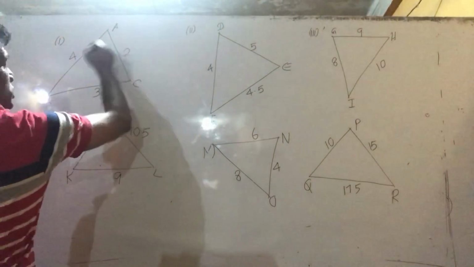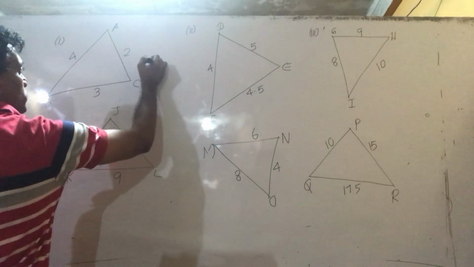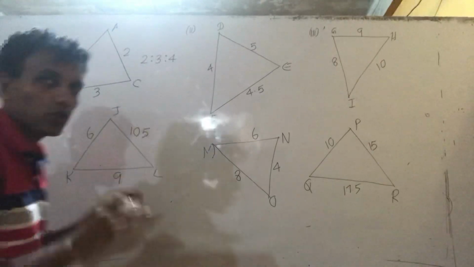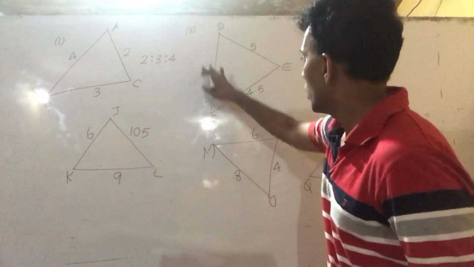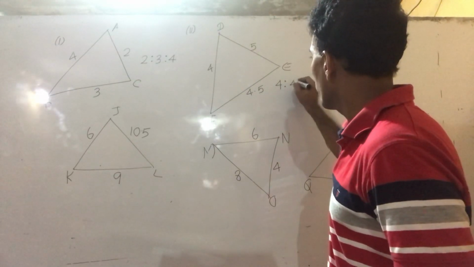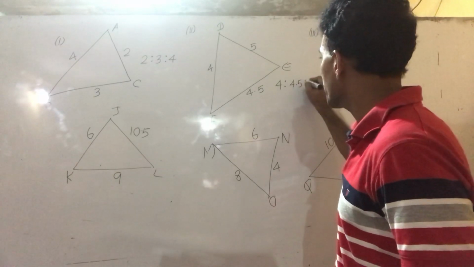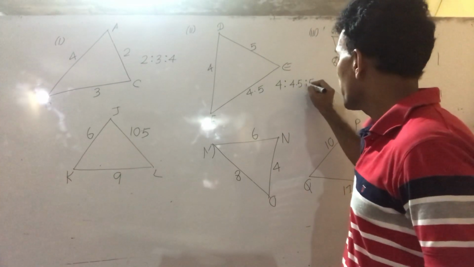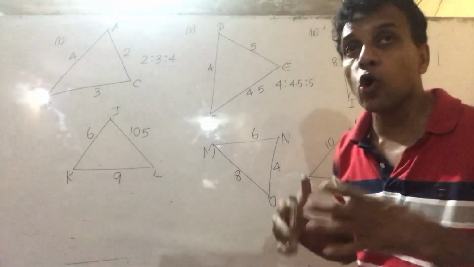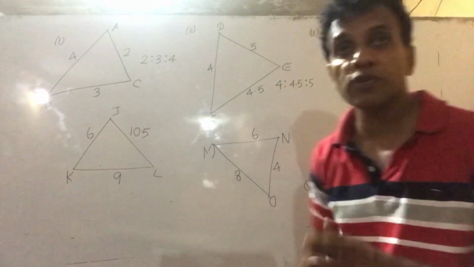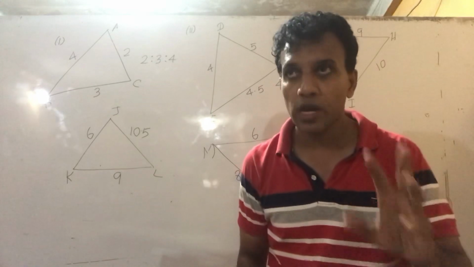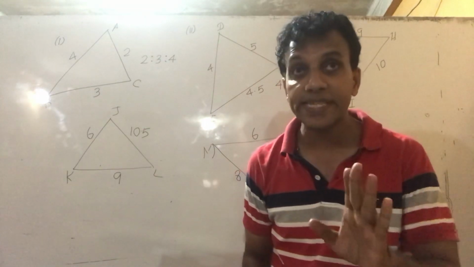See, for this triangle, right? 2 is to 3 is to 4. That's the simplest ratio as well, right? And come here, write the ratio. 4 is to 4.5 is to 5. But ratios we won't write as a decimal. Therefore remove this decimal and make a whole number. Ratios we won't write as decimal, negative, or fraction, right? Ratios are always positive integers.